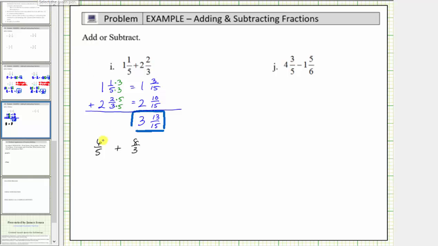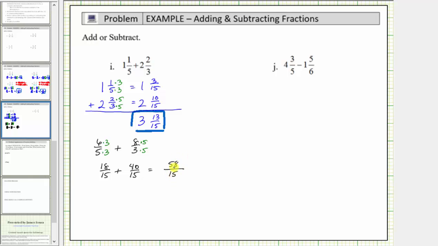So we multiply the numerator and denominator of 6/5 by 3, and the numerator and denominator of 8/3 by 5. 6/5 is equivalent to 18/15, plus 8/3 is equivalent to 40/15. Now that we have the same denominator, we can add the fractions. We add the numerators. 18 plus 40 is equal to 58. The denominator remains 15.